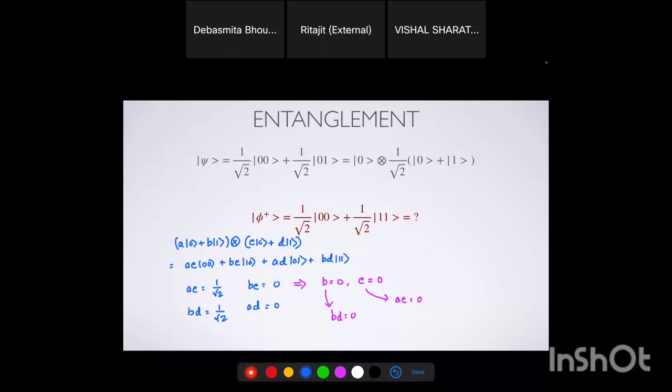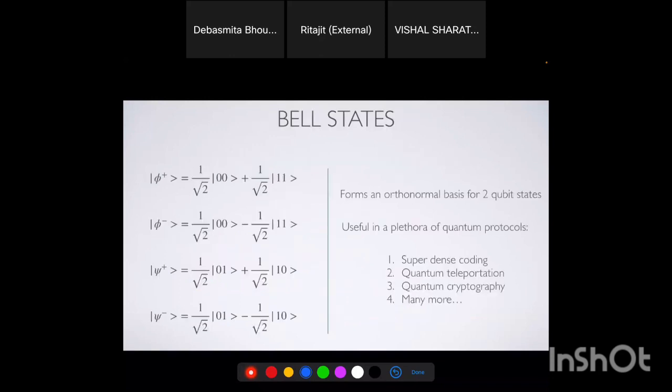I know the entire thing. So here you know the entire thing. But if I ask you what is the first qubit, well, don't ask me that. I am not very comfortable with that question. That is entanglement. So here is the Bell state.